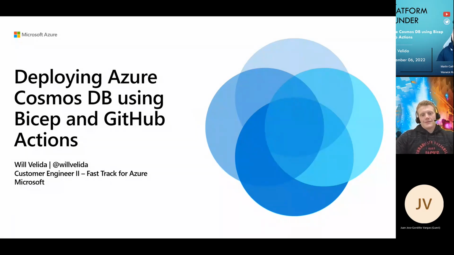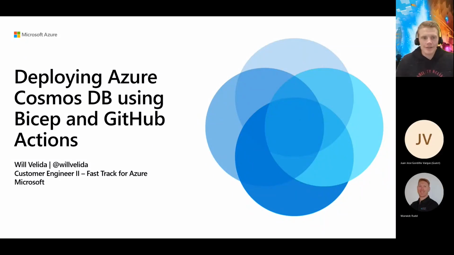Thanks, Warwick. Hey, everyone. It's great to be here. Today, we're going to be talking about deploying Azure Cosmos DB using Bicep and GitHub Actions. My name is Will Valida. I'm a customer engineer for Microsoft working in the Fast Track for Azure team based in Auckland. We're essentially a post-sales team, so we work with customers to help modernize their applications into Azure and also help their deployments into production. And today, like I said, we're going to go through deploying Azure Cosmos DB using Bicep and GitHub Actions.